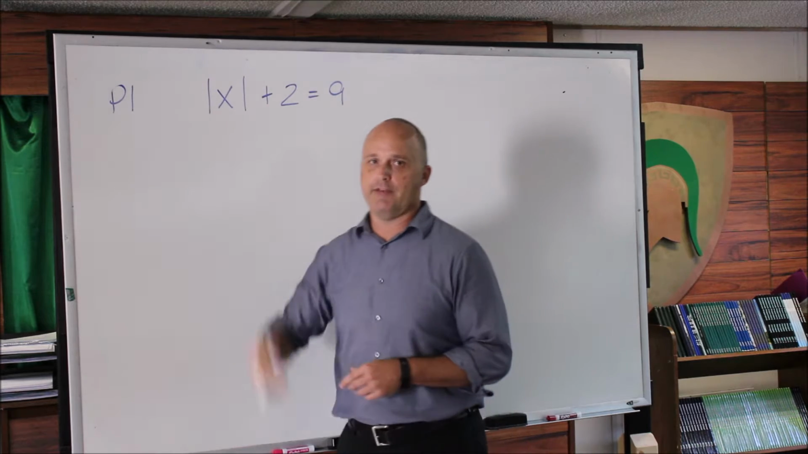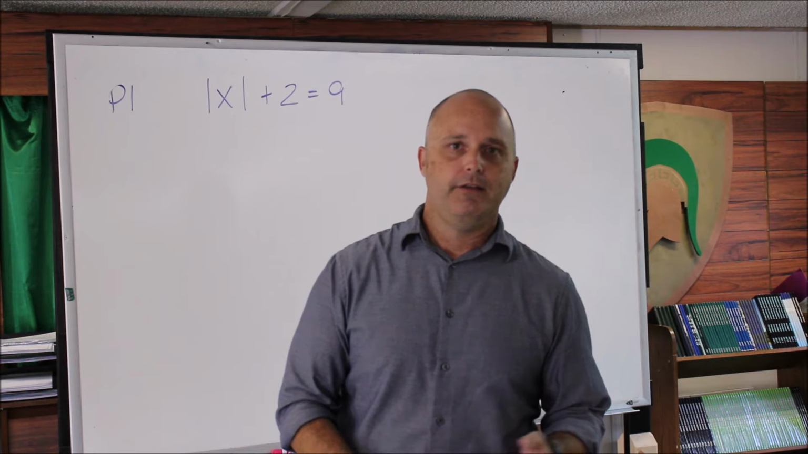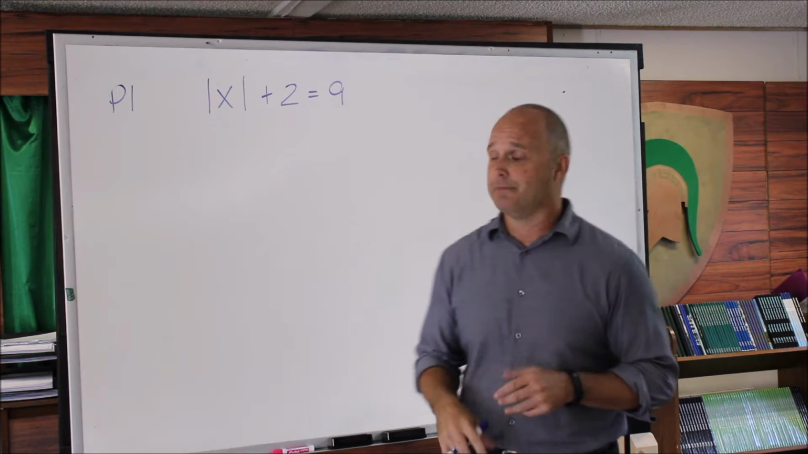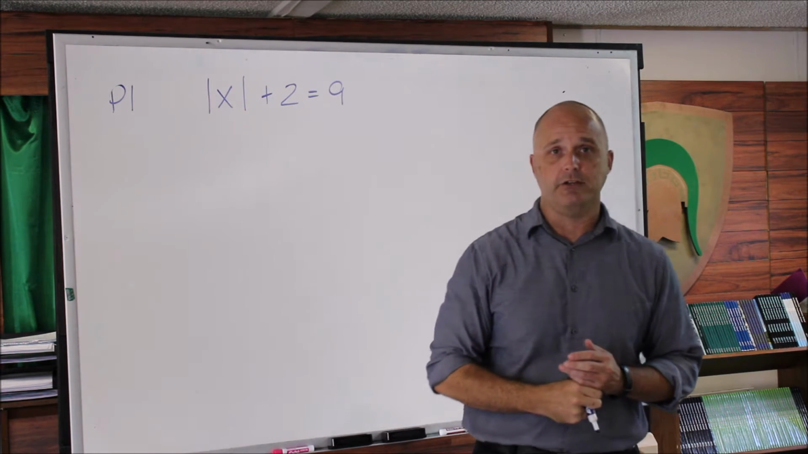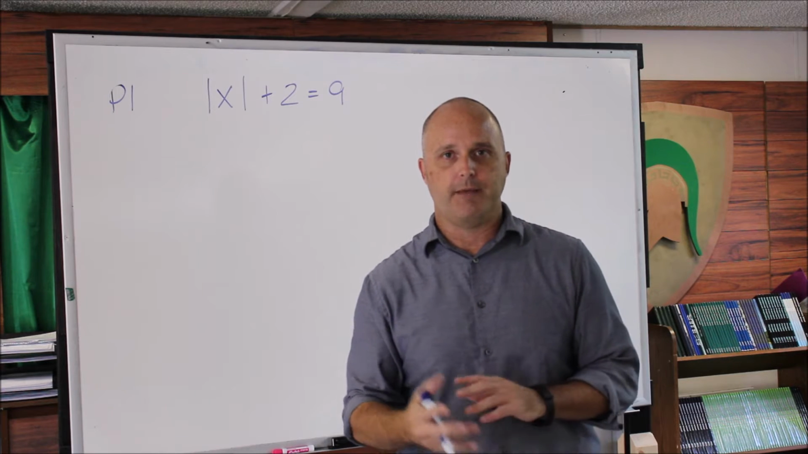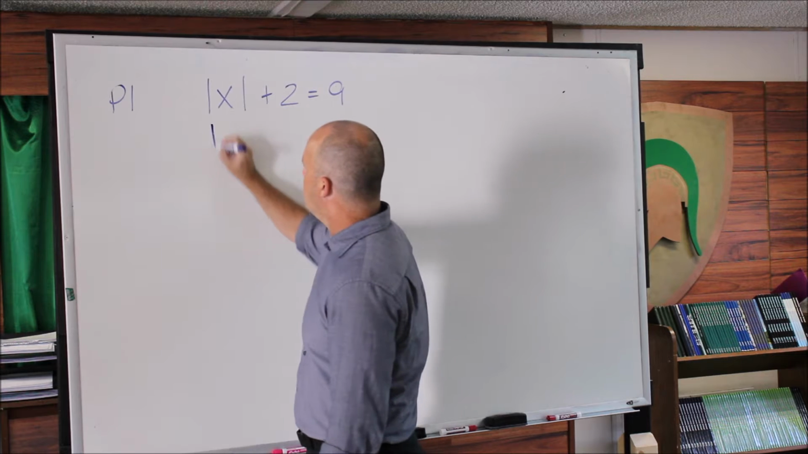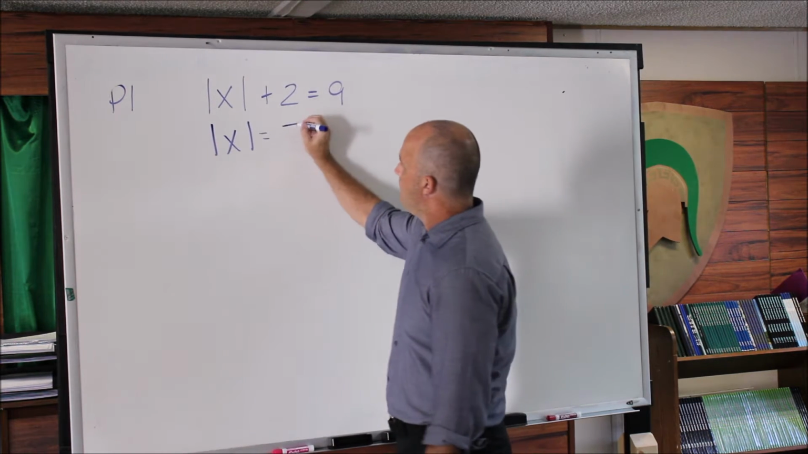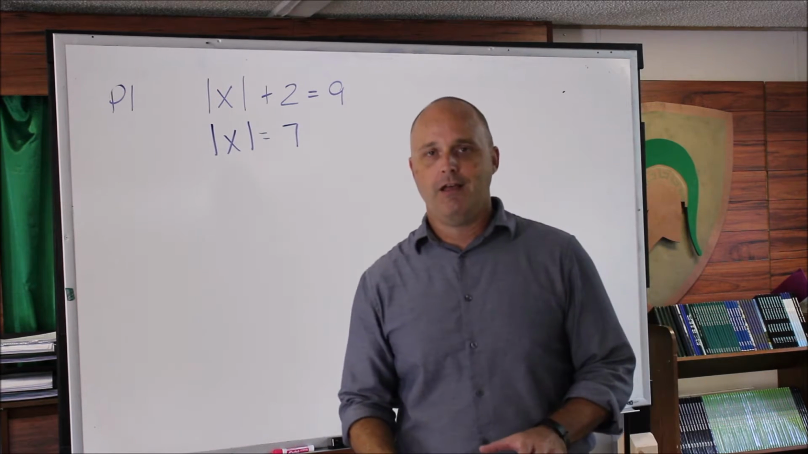isolate the absolute value. It's possible that you could have things being multiplied against it, you could have things being divided from it, you could also have addition or subtraction. In this case, we have a 2 being added to our absolute value. So we want to move that 2 over before we start working with the absolute value itself. So we're going to subtract 2, and we're going to be left with the absolute value of x is equal to 7. Okay?